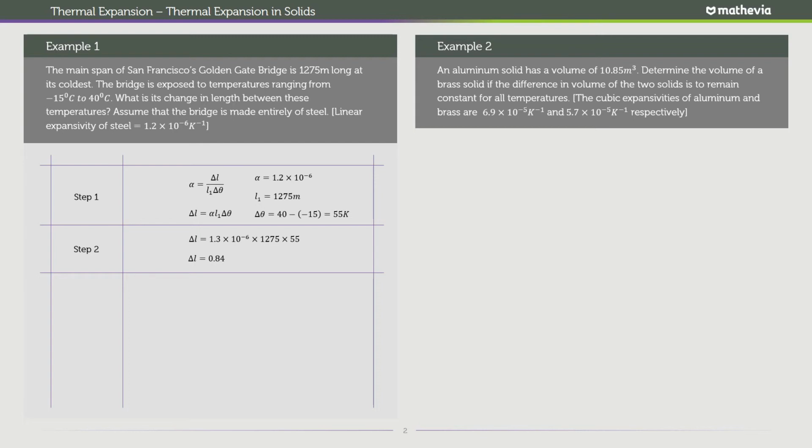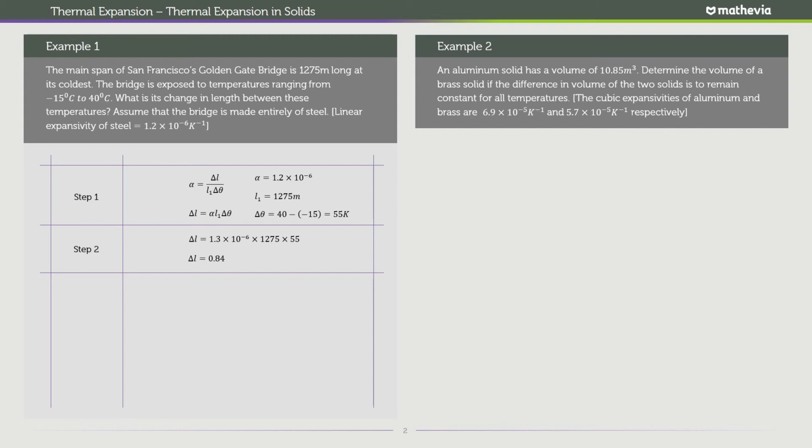So an aluminium solid has a volume of 10.85 meter cube. Determine the volume of a brass solid if the difference in volume of the two solids is to remain constant for all temperatures. So the temperatures are the same. What it's saying is for all times when the temperature is the same, the difference in volume must be the same. And in this case, we're looking to find V1 for the brass.